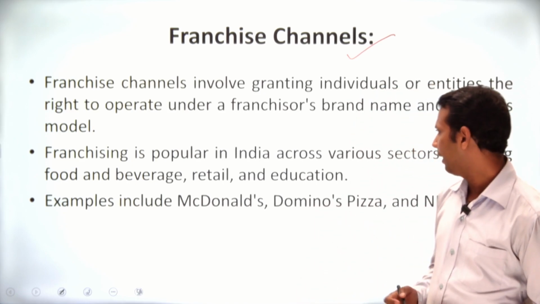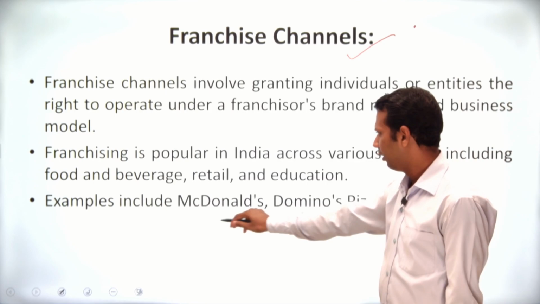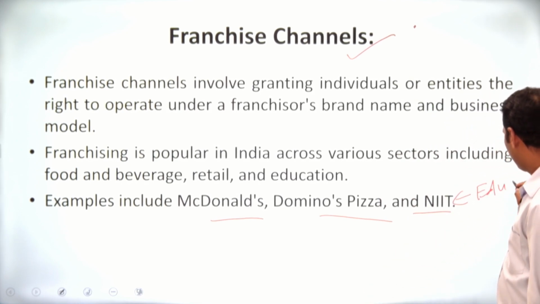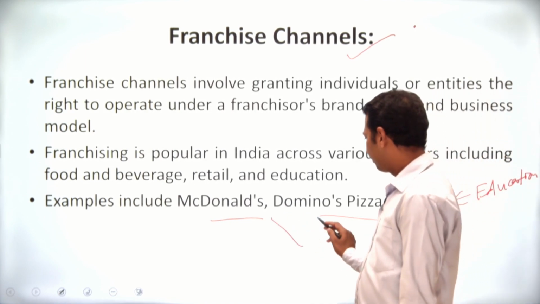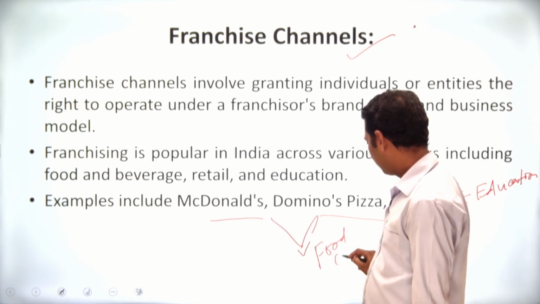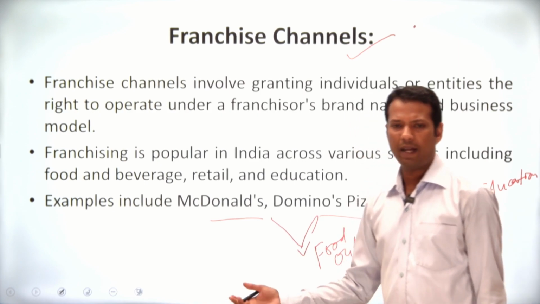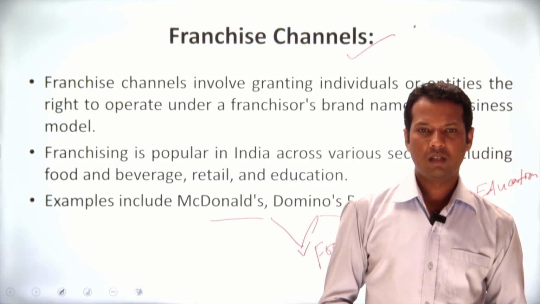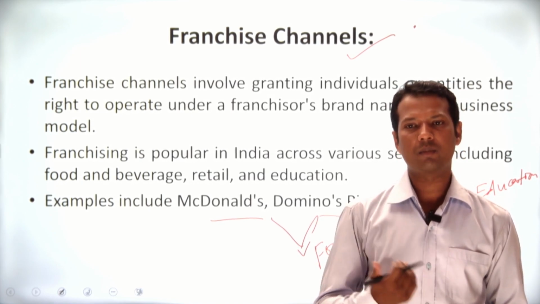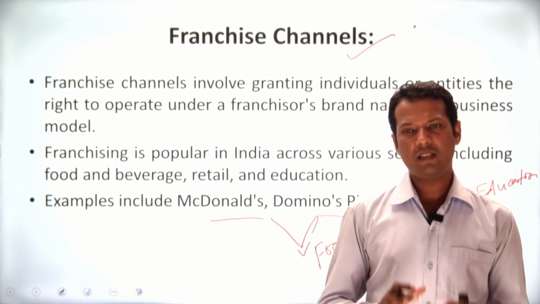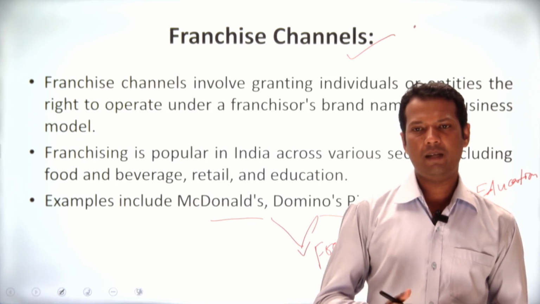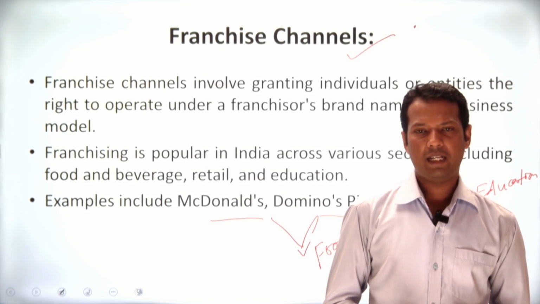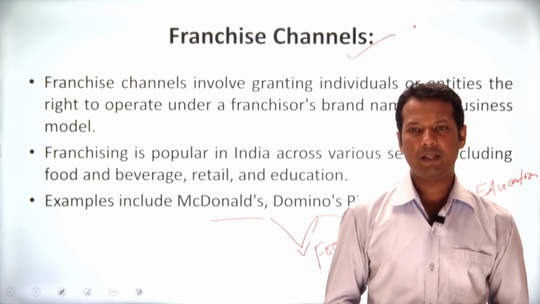For example, you must have seen a lot of McDonald's, Domino's Pizza, and NEAT. NEAT is an educational service, not a fast food, though, and the other two are food outlets. So you can buy these kinds of franchises from multinational companies, and you can operate under their name and use their business model. They're going to help you with their business model, but there is a hefty price to use their name to do business under their brand name. They charge some money, and they give you a license for a certain period of time to use their name and do business under their business model.